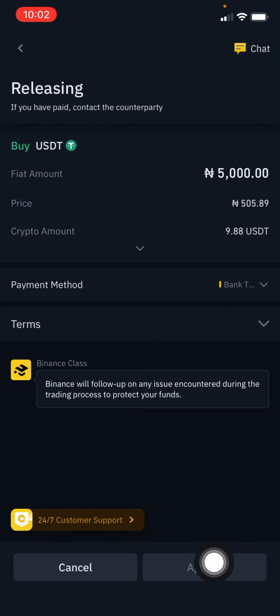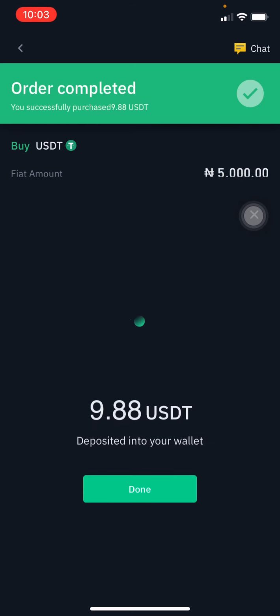you just go ahead and appeal. You write to the company telling that you paid this person. You show them your payment proof that you made a payment of such amount, but he refused to pay you the coin you're buying from him. Immediately, Binance company will come in and they will handle the case. If the person refused to send you the crypto that you buy, his account will be blocked, will be frozen. All of his money will be frozen.